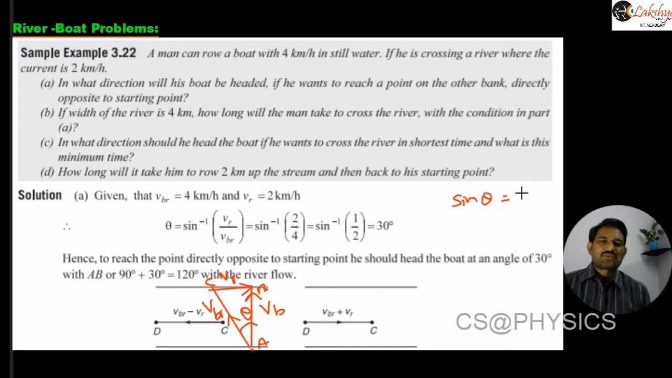From this we can write sine theta is equal to VR by VBR. This is the direction in which the boat should start its journey in order to reach the directly opposite point. Substituting the values, you get theta equal to 30 degrees, right? That means 30 degrees with the normal to the direction of the river flow. If you want to answer with respect to the direction of the river flow, then we need to add the total angle: 90 plus 30, 120 degrees. That means with the direction of river flow, the man should start his journey at an angle of 120 degrees.